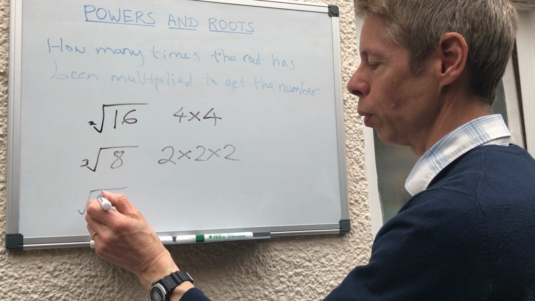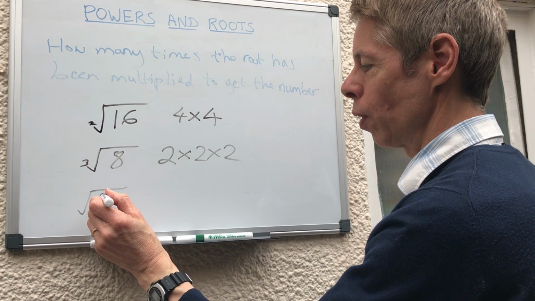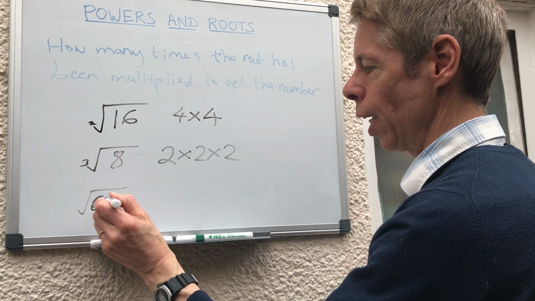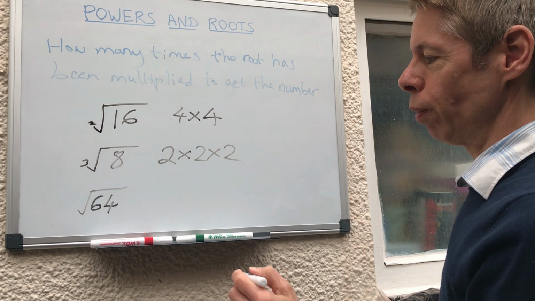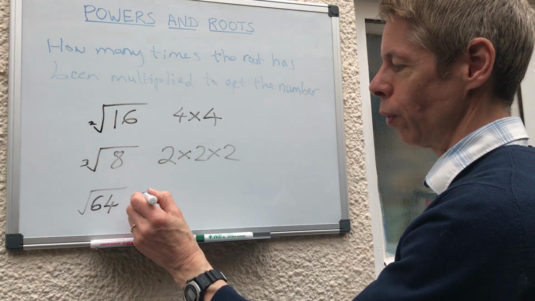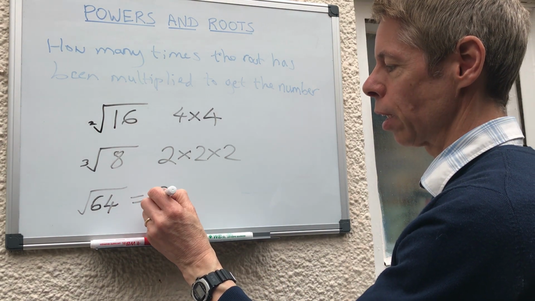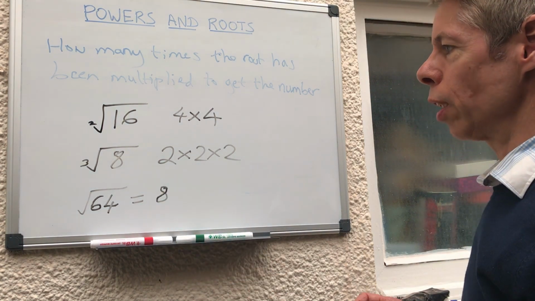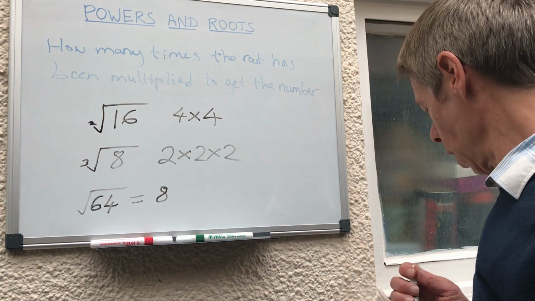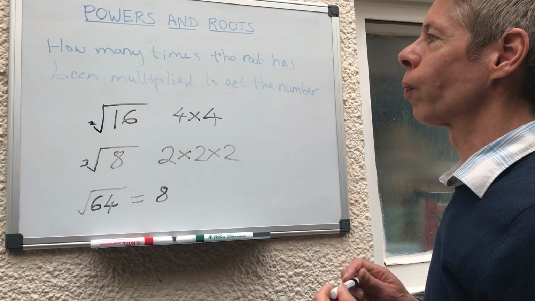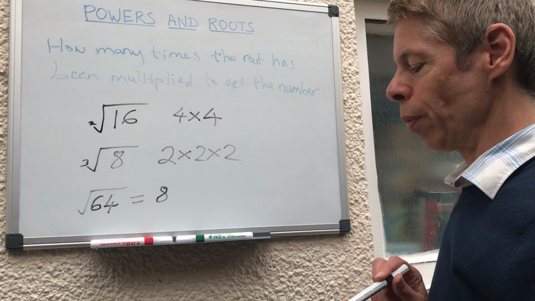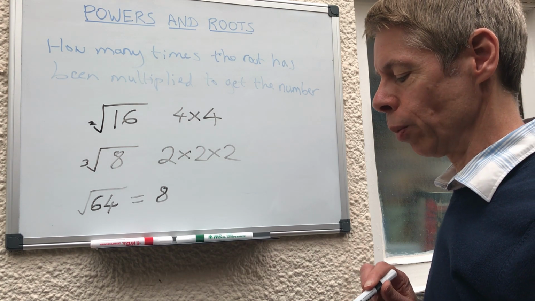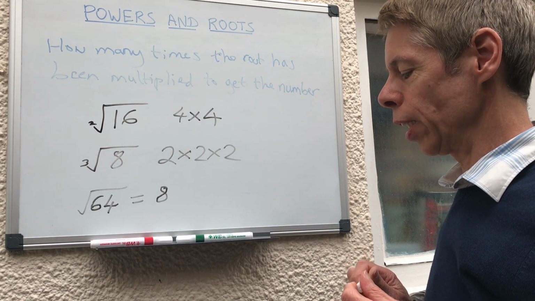So for example, as you know from the times table, 8 times 8 is 64. So the square root of 64 equals 8. Right, I'm not going to do anything else on square roots and cube roots and things like that because it's pretty much beyond the primary school syllabus, which is what we're concentrating on in these videos.